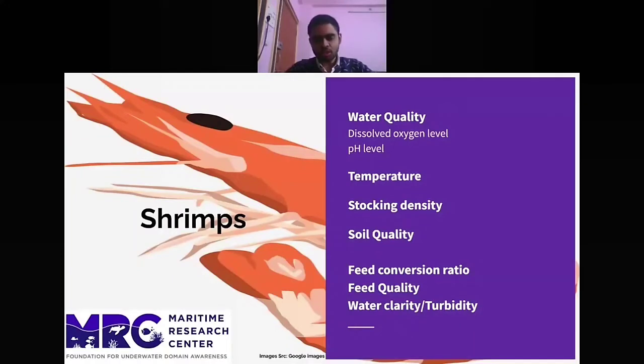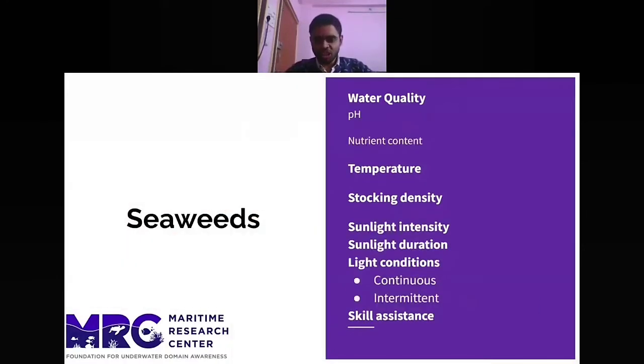The feed conversion ratio is actually the biomass of the shrimp relative to the biomass fed to the shrimp. Then the feed quality, whether the quality of the feed is good or bad, and the water clarity in which the shrimp is grown. Similarly, for seaweeds, we try to identify these parameters. Some of them are the same, some of them show a contrast and are more important for the seaweeds. So the main focus will be on the sunlight intensity and the duration of the sunlight the seaweeds get, because their metabolism also depends on photosynthesis and the light conditions.